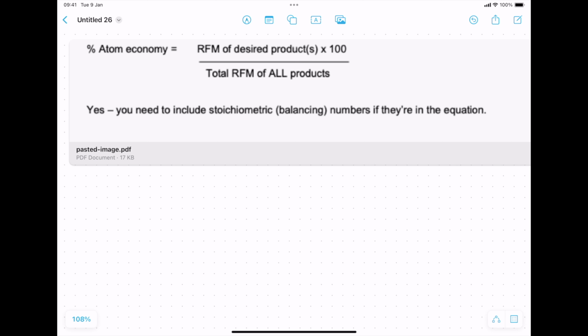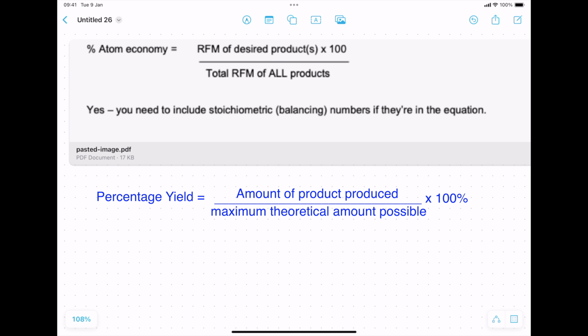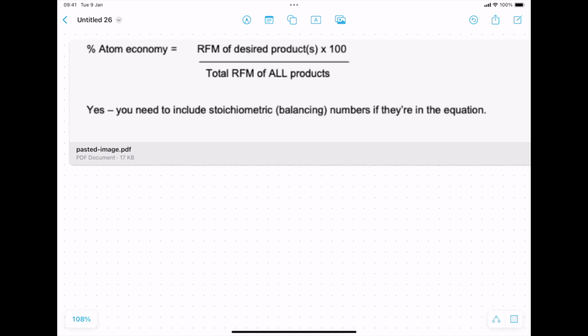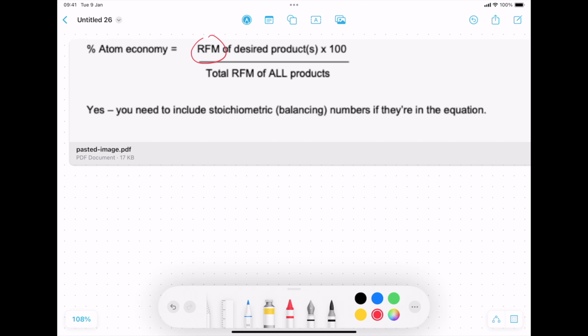With percentage yield, it's the mass of the substance produced over the total mass expected, so the theoretical mass, times 100, whereas atom economy specifically looks at the relative formula mass of the product that you actually want. So you're not dealing in masses generated during the experiment in grams or kilograms. You're just using the atomic masses from the periodic table to work out what the RFM of the product is, and then you compare that against the waste product. So that's what it's referring to there.